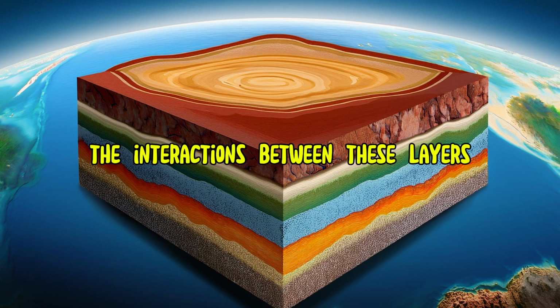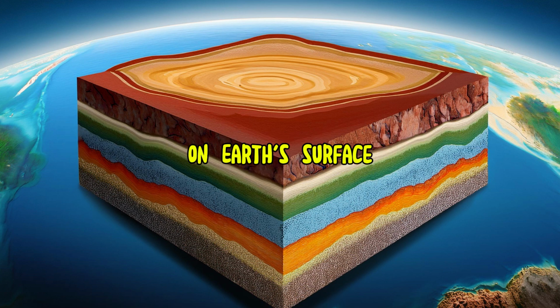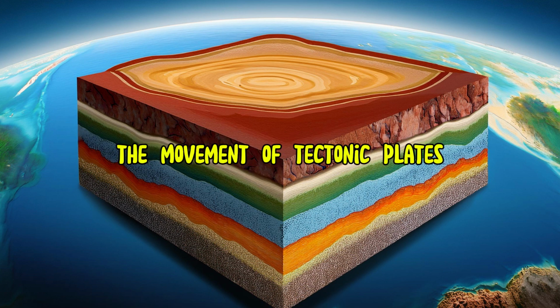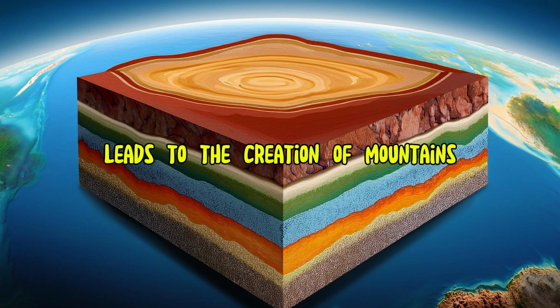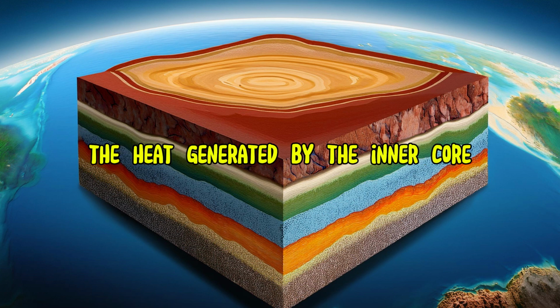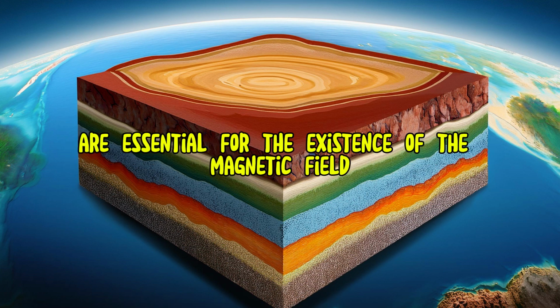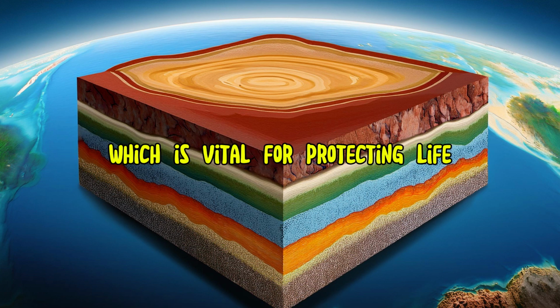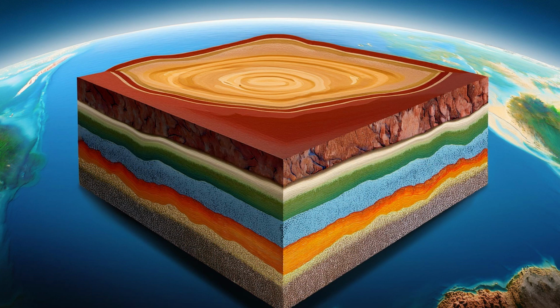The interactions between these layers drive many of the natural phenomena we observe on Earth's surface. The movement of tectonic plates, caused by the flow of the mantle, leads to the creation of mountains, earthquakes, and volcanic activity. The heat generated by the inner core and the movement of the liquid outer core are essential for the existence of the magnetic field, which is vital for protecting life on Earth from cosmic and solar radiation.